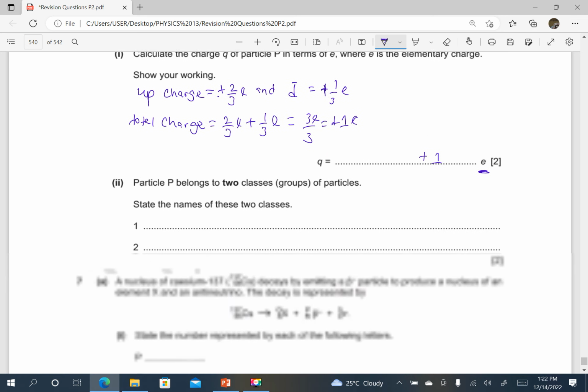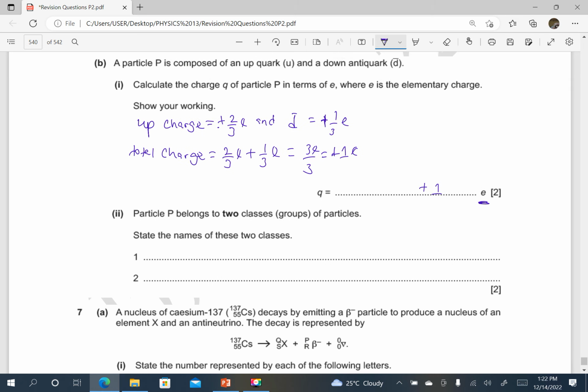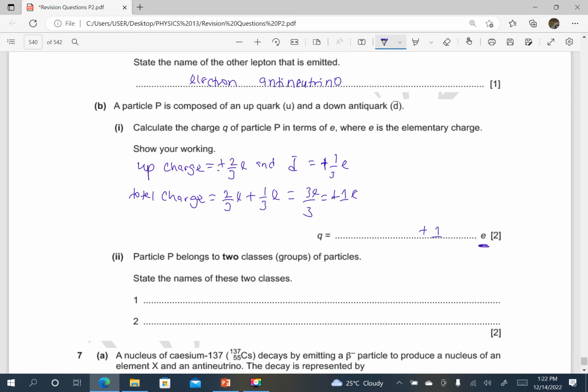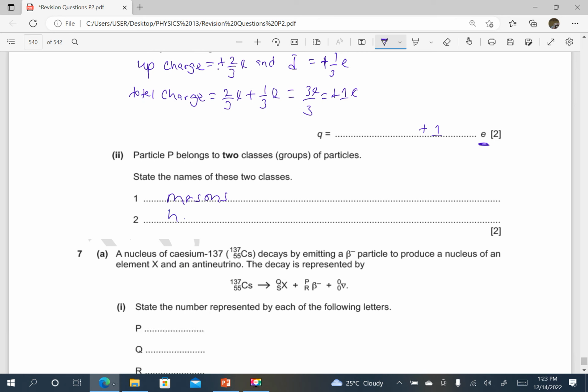Particle P belongs to two classes or groups of particles. State the names of these two classes. They say the particle P is composed of an up quark and a down antiquark. So we have a quark and an antiquark, that is a meson. Those are mesons. But any particle which is made up of quarks is called a hadron. So these are hadrons.